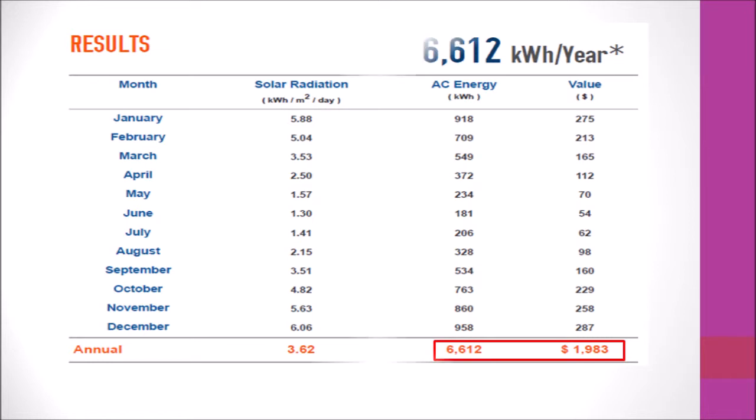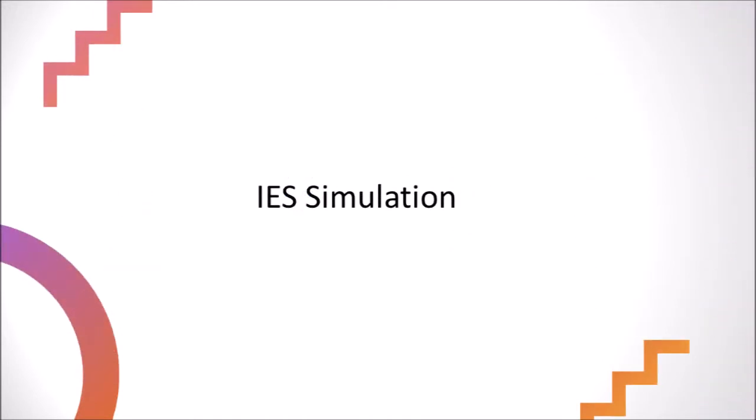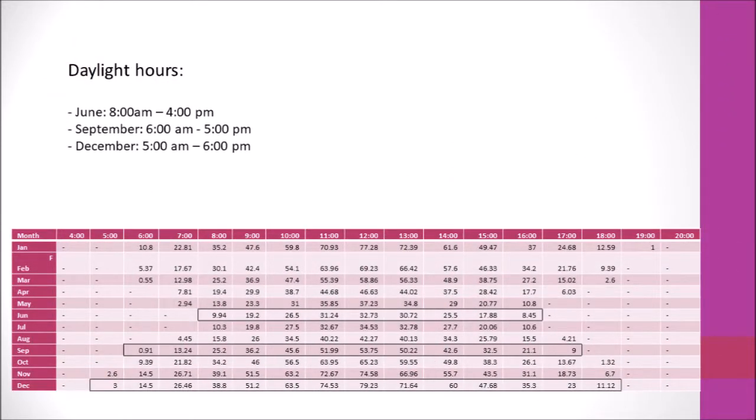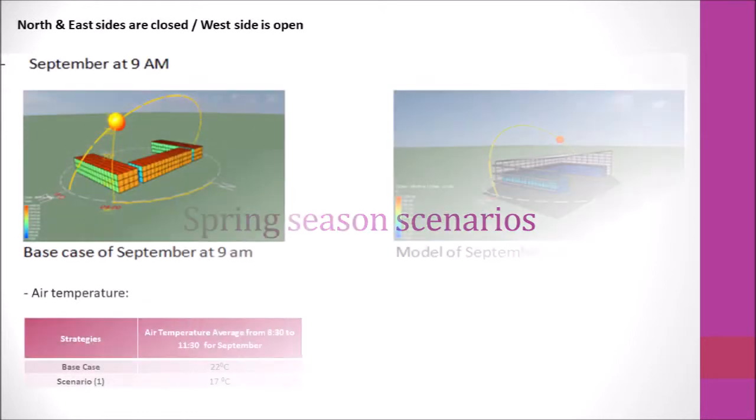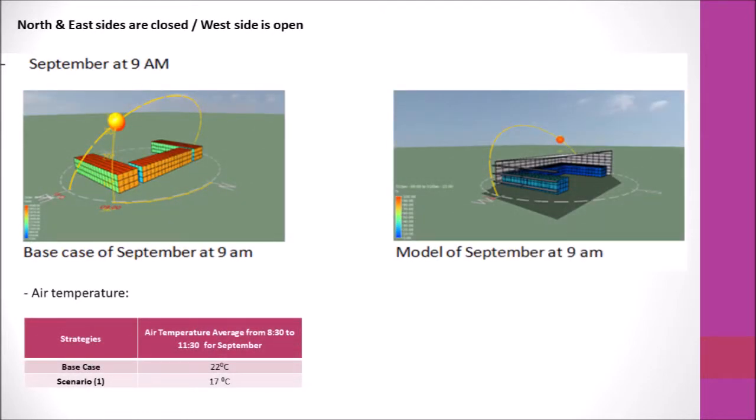$1,983. IES simulation. This table is showing the daylight hours of the months June, September, and December. Spring season scenarios. To reach to the comfortable level and to get full shading of the pavilion at September 9 a.m., we closed the north and east sides and we opened the west side. This resulted in 5 degrees reduction in air temperature.